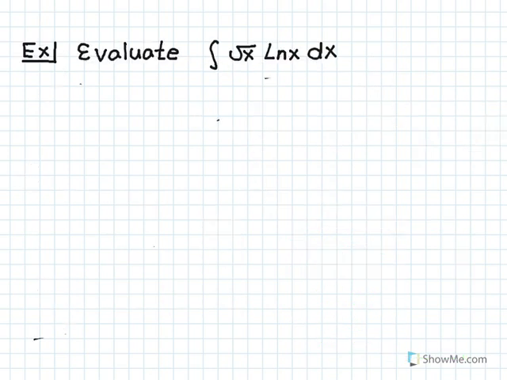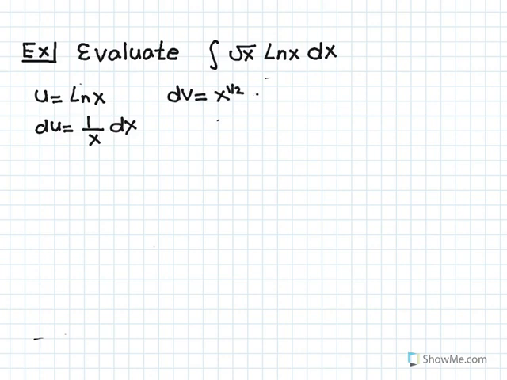All right, let's look at another question. Here we have the integral of root x log x dx. So we're going to let u be equal to log x, so u is equal to ln x. The derivative du is going to be 1 over x dx. And dv is what is left over. dv will be x to the 1/2 dx. Notice that we're writing root x as x to the 1/2.